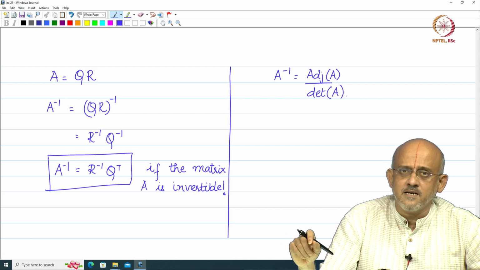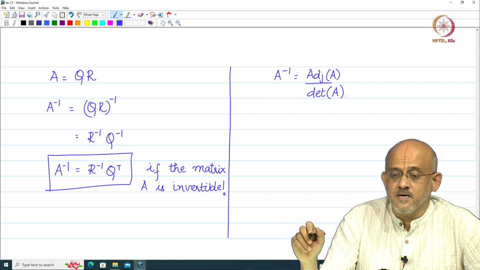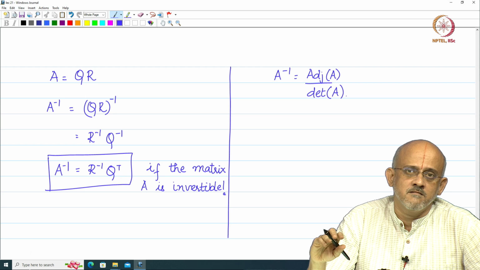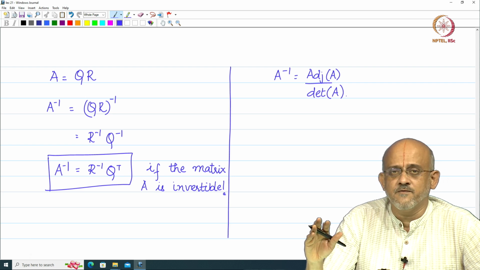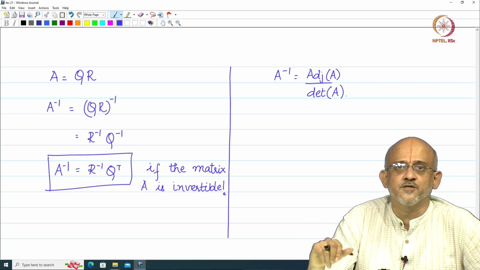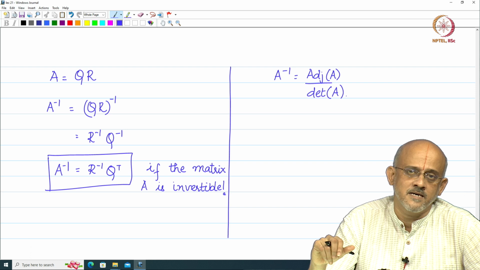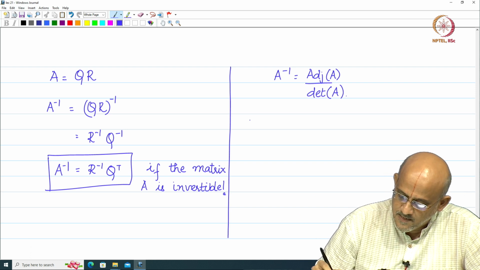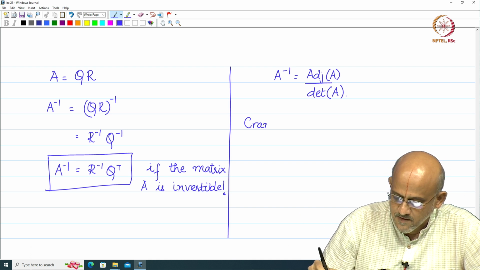Now there is something interesting that comes out. If you recollect, in your module 2 we would have studied the idea of Cramer's rule, right, where we employed Cramer's rule to solve a system of equations, right.